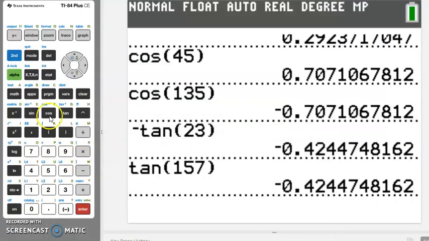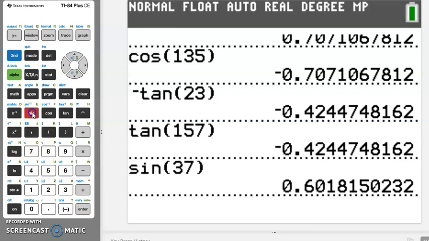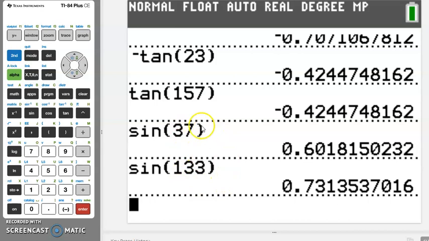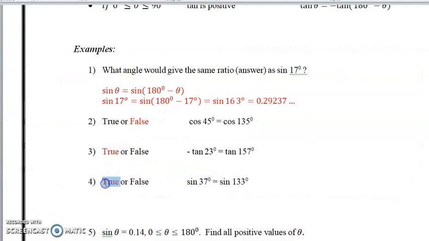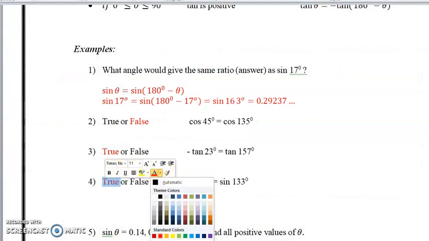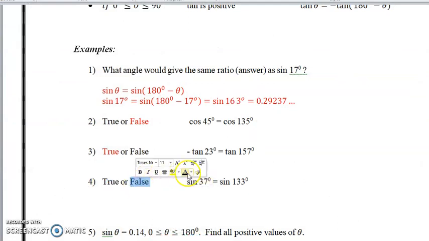Sine 37 and sine 133. Oh, no, it was different. Oh, yeah, they only add up to 170. Oh, see, I almost got you there, right? Quick look and said, oh, yeah, no. But that would have to be 143, or that would have to be 47. So, double check it, right? So, it's actually false. Okay.